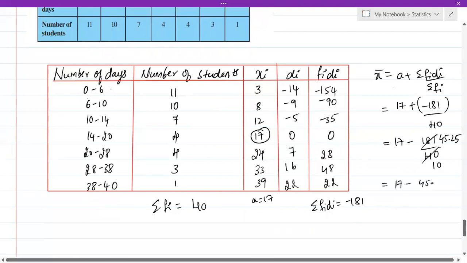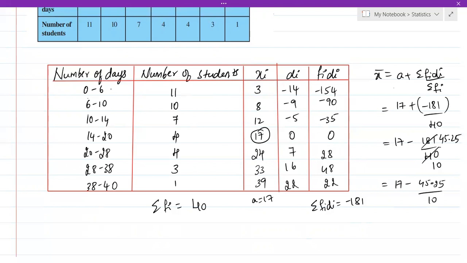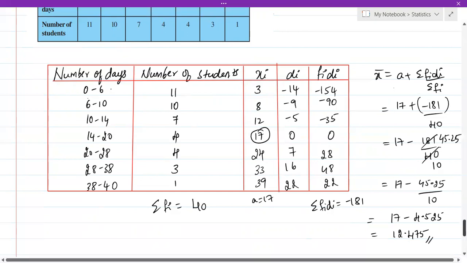17 minus 45.25 divided by 10. 45.25 divided by 10 becomes 4.525. Okay, if you subtract this, it becomes 12.475. Okay, so that will be the answer. 12.475. That's the average number of days that the students were absent.